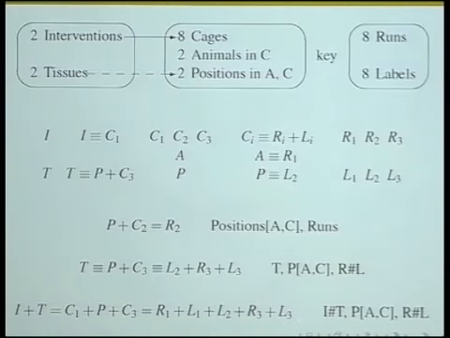So the interaction between the interventions and tissue types, the variability that it gets comes from the smallest one here and also the smallest one there.